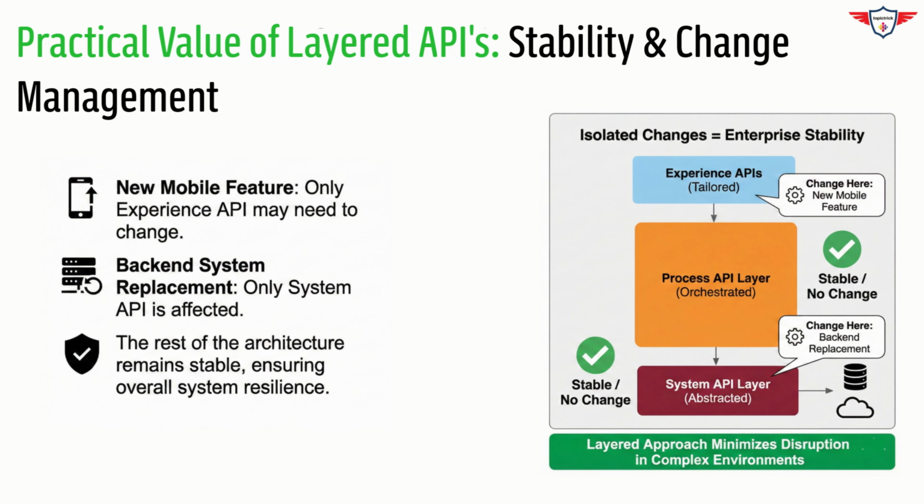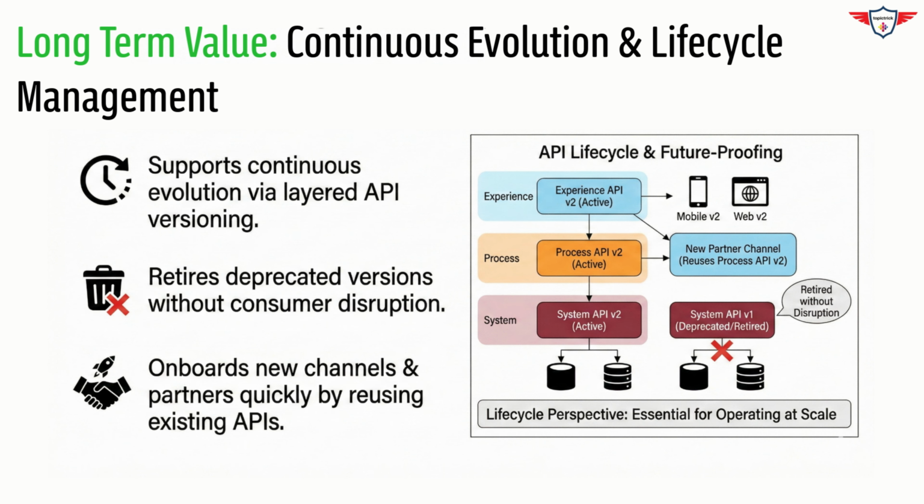When a back-end system is replaced, only the System API is affected. The rest of the architecture remains stable. This is the practical value of layered APIs in a complex enterprise environment. Over the long term, API-led connectivity supports continuous evolution. APIs can be versioned at each layer. Deprecated versions can be retired without disrupting consumers. New channels and partners can be onboarded quickly by reusing existing APIs. This life cycle perspective is critical for organizations operating at scale.